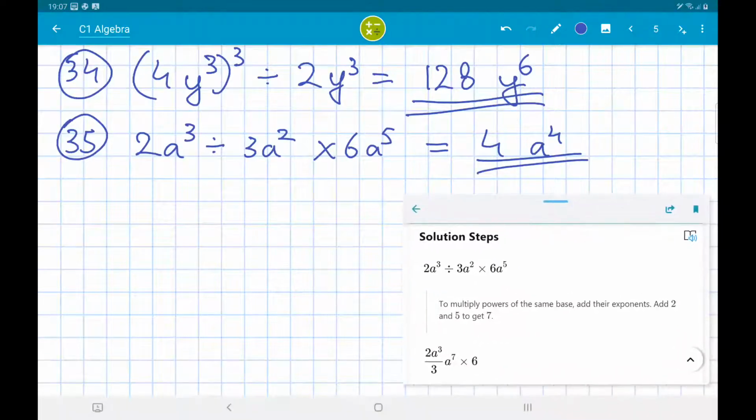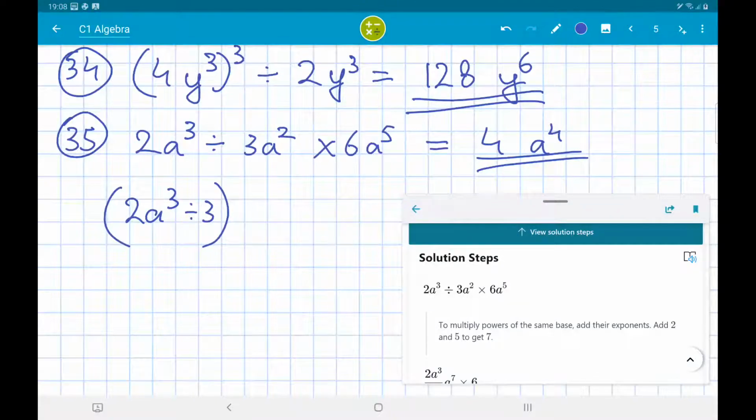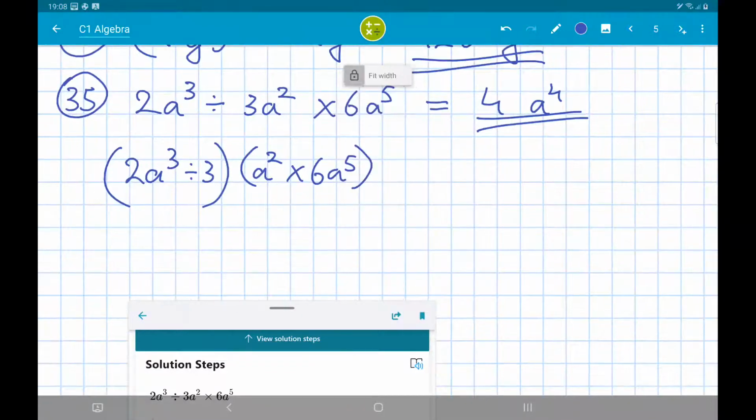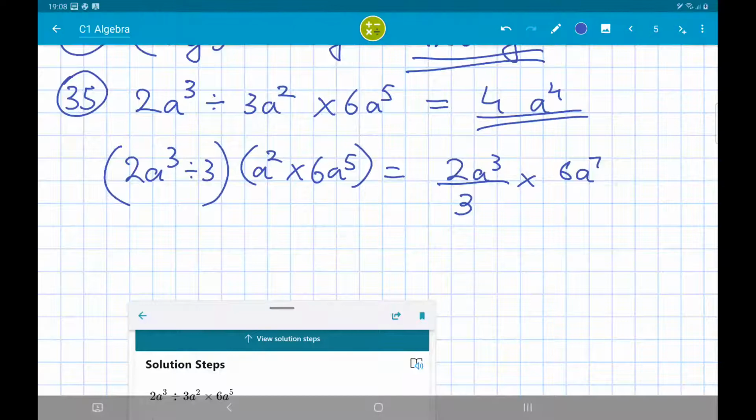Okay, so what they've essentially stated is that they have written 2a cubed, which is divided by 3, and they put that into brackets. What? Who does that? A squared multiplied by 6a to the 5, they put that in brackets. And they've basically gone ahead and said, that's actually really funny, that you get 2a cubed divided by 3 multiplied by 6a to the 7. Oh, good lord. Wow. That literally does not make any sense.